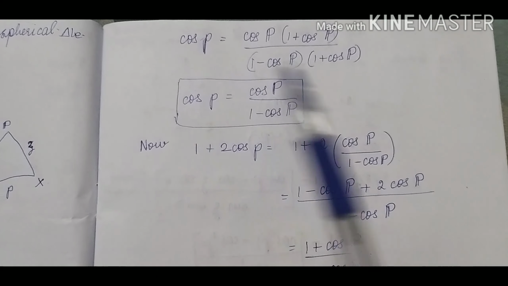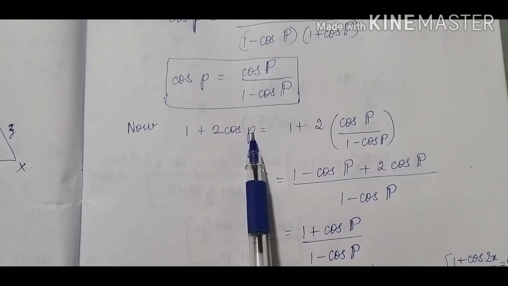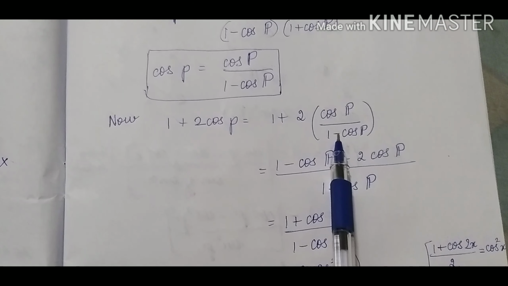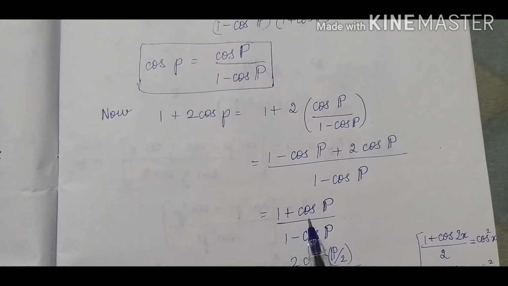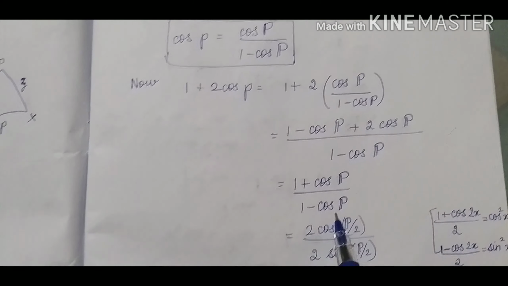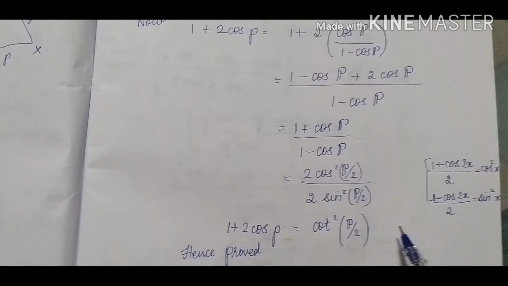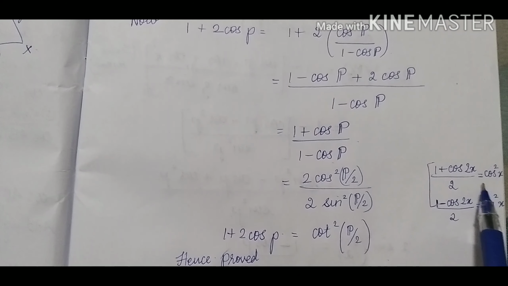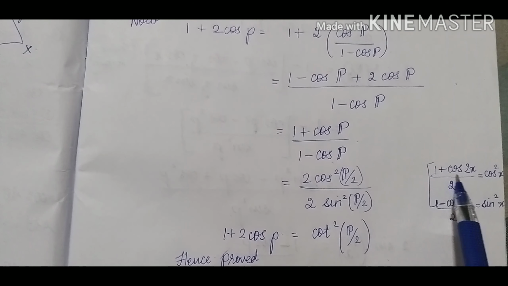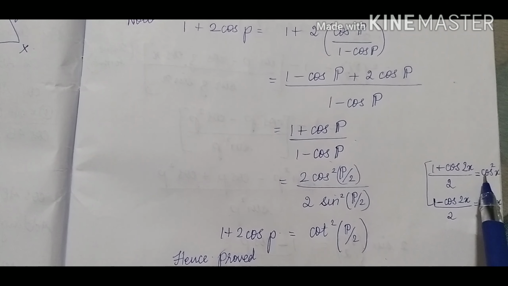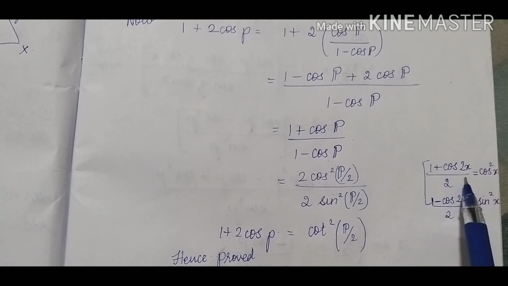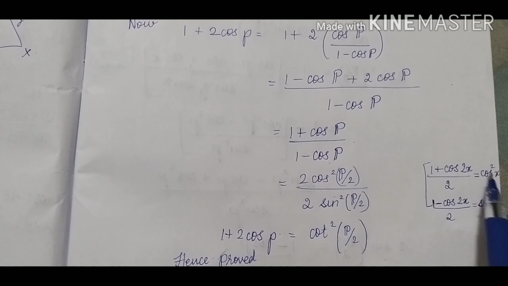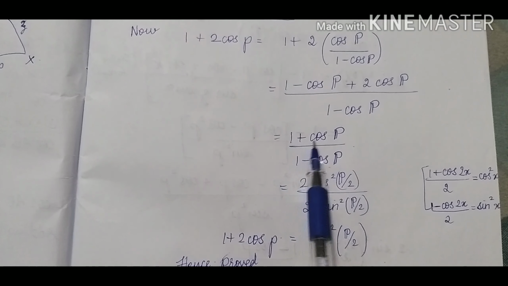So our left hand side is 1 plus 2 cos p. Just substituting the value of cos p which we have obtained here and simplifying, we get 1 plus cos P divided by 1 minus cos P. We already studied the trigonometric formula: 1 plus cos 2x by 2 equals cos square x. That is, in the place of 1 plus cos 2x, I can replace it as 2 into cos square x. If we have 2x here, only half of the term, that is only x, is used here. Similarly, I have here 1 plus cos P.